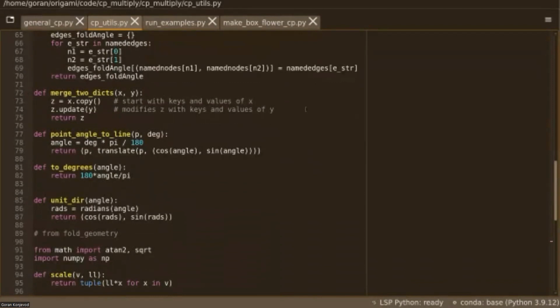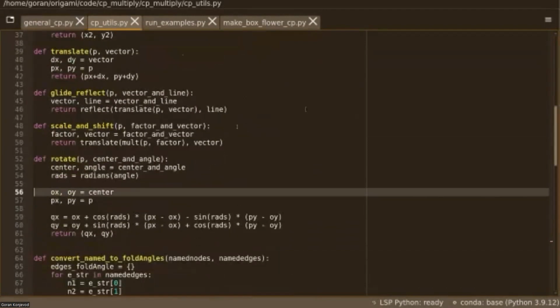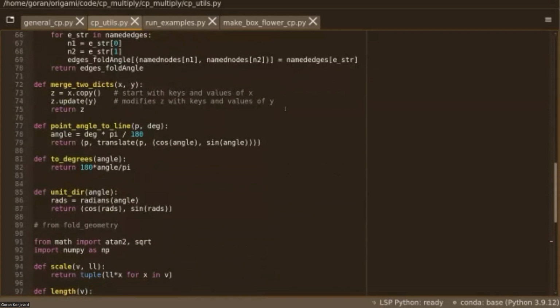What's the library? Like, did you develop this? So these are direct implementations of all the math, except for the Python built-in functions like pi, sine, cosine, and radians. So that's all the math you need, basically, what you see here.